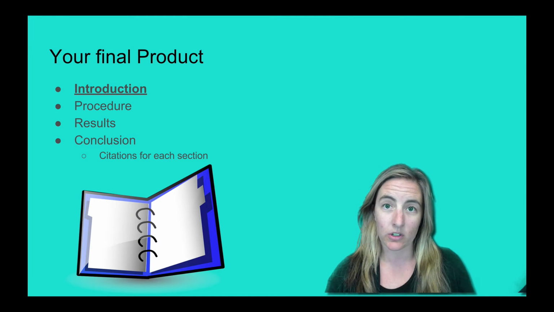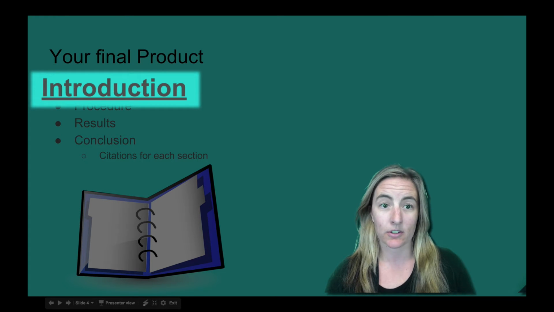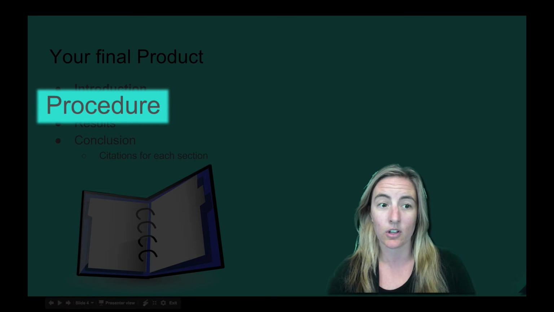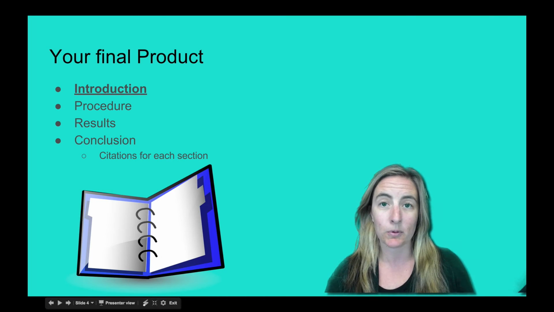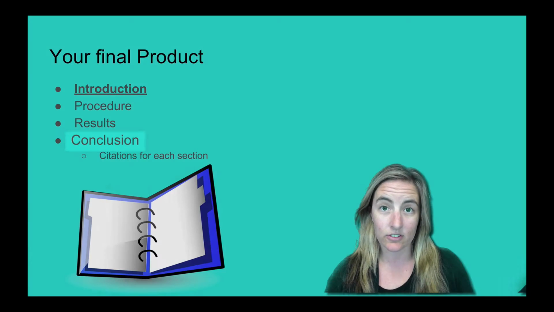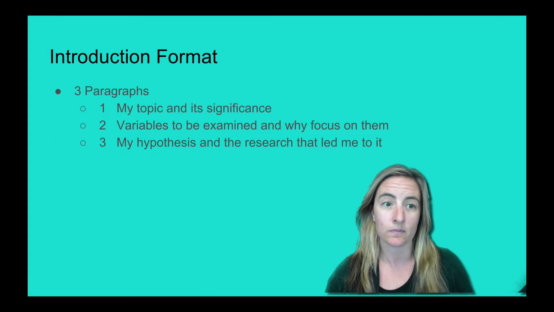Throughout science fair, you'll work on several small projects that come together to form the bigger final science fair product. Today's video is about making your introduction. From there, we'll write procedures. We'll also look at our results after we test, and then we'll come up with a formal conclusion about what we discovered. At the end of each of these sections, you'll have to include citations, explaining what information you used, where you got it, and how it was helpful.